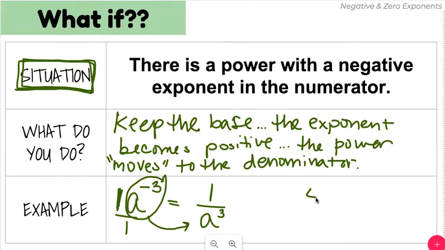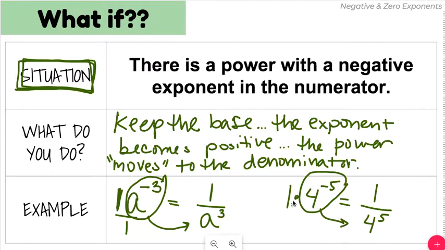Here's another example. 4 to the negative 5th power. Base stays the same, exponent becomes positive, and it moves from the numerator to the denominator. My numerator becomes a 1 because if I were to force a multiplication problem, I get 1 times 4 to the negative 5th. This is the problem. That moves, and I'm left with my 1.